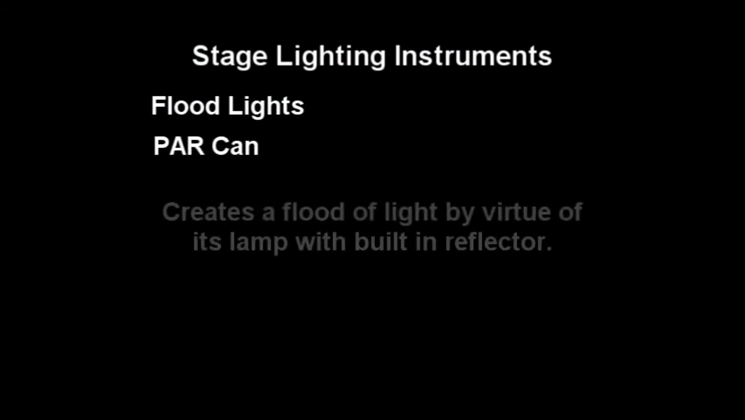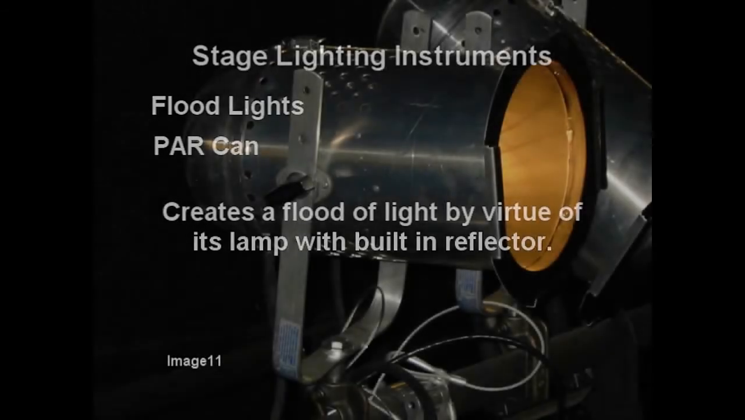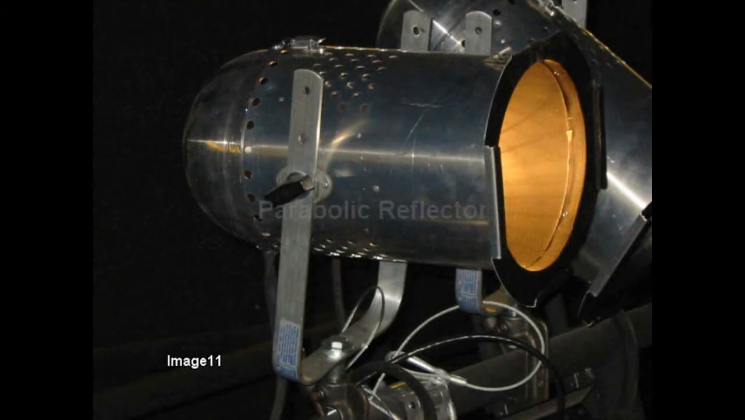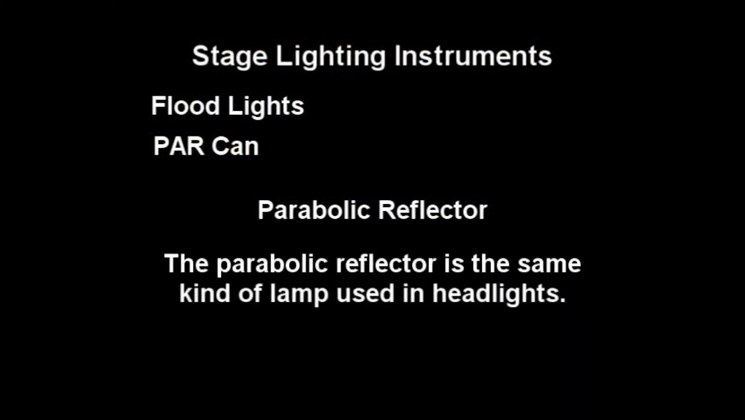The PAR can is a floodlight that has a built-in reflector in the lamp itself. The PAR can instrument itself serves no other purpose than to house this reflector within a lamp. As a result, it is little more than a can for this specialized lamp. PAR stands for Parabolic Reflector. This is in reference to the shape of the reflector within the lamp itself. The parabolic reflector is the same kind of lamp that is used in your car's headlights.